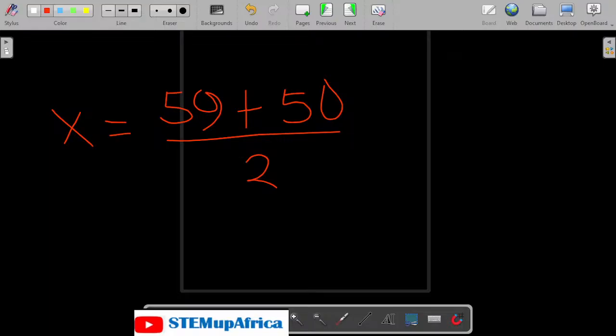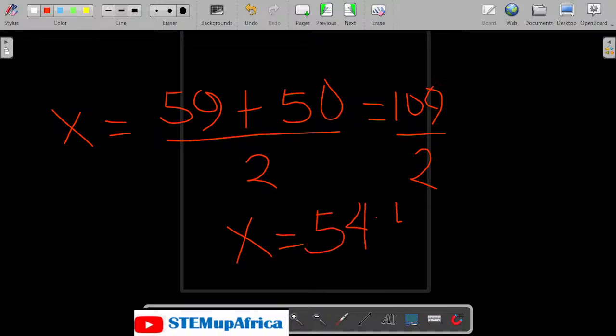If you sum up, 50 plus 59 will give us 109. You divide it by 2. So what is now our class mark of the third class? All you need to do is to divide by 2. You are going to have 54.5. This is now the class mark of the third class.